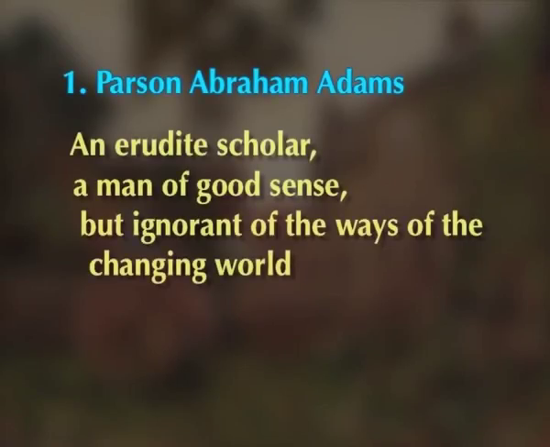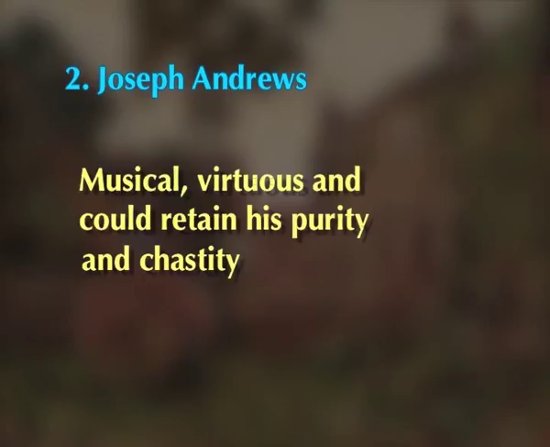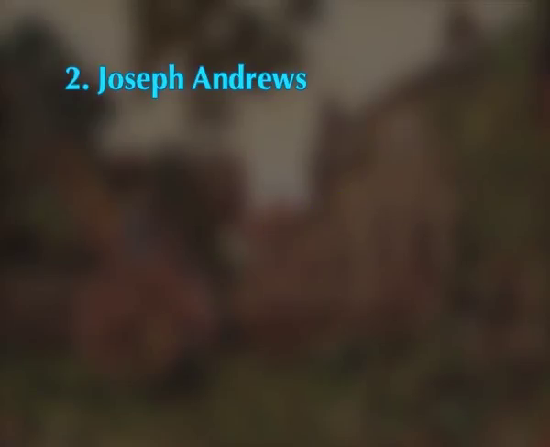The main characters in the novel are: 1. Parson Adams, an erudite scholar with perfect knowledge, a man of good sense and nature, but ignorant of the ways of the changing world. 2. Joseph Andrews, a 21 year old man, musical, virtuous, and able to retain his purity and chastity due to the influence of Parson Adams.